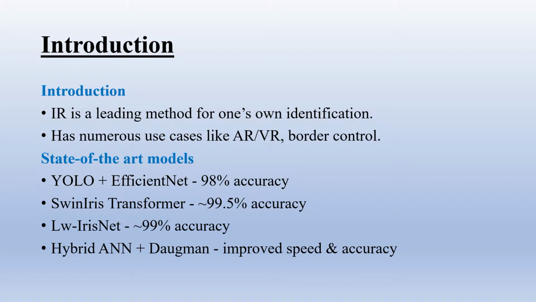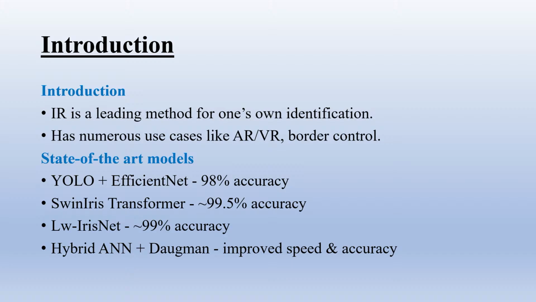I have stated some state-of-the-art models which have shown great accuracy for classifying or identifying an individual. YOLO and EfficientNet combined give 98% accuracy. Swin Iris Transformer gives around 99% accuracy, and the LW IrisNet CNN-based model gives 99% accuracy. A hybrid model combining ANN and Dogman algorithm improves speed and accuracy.